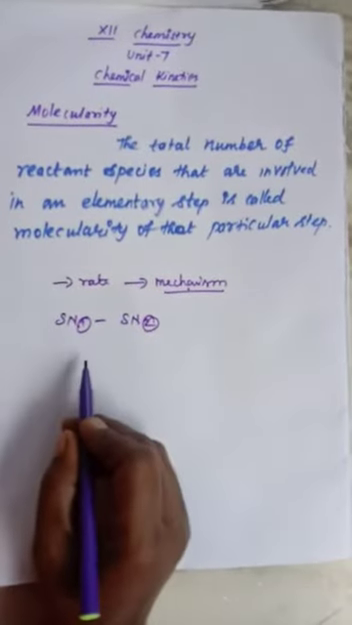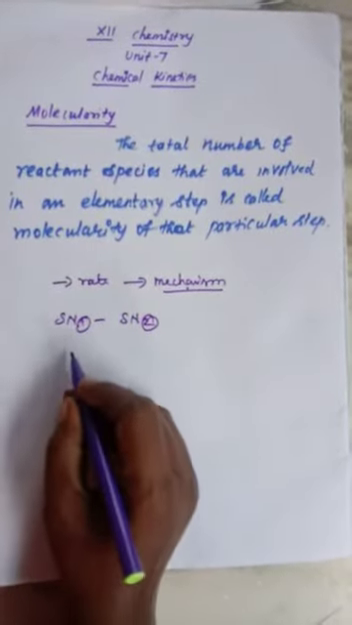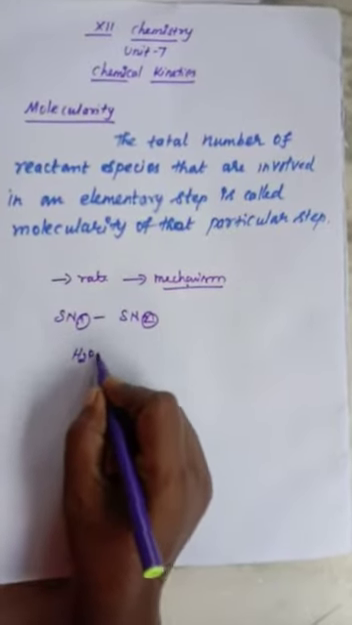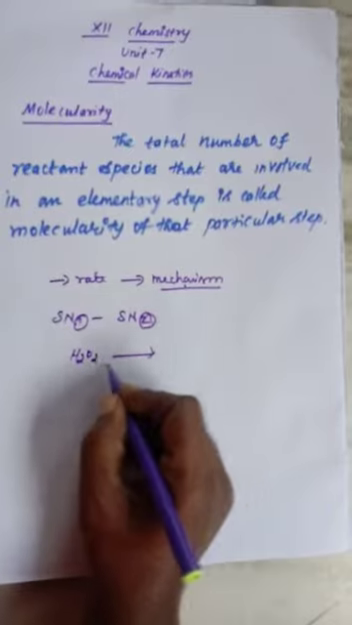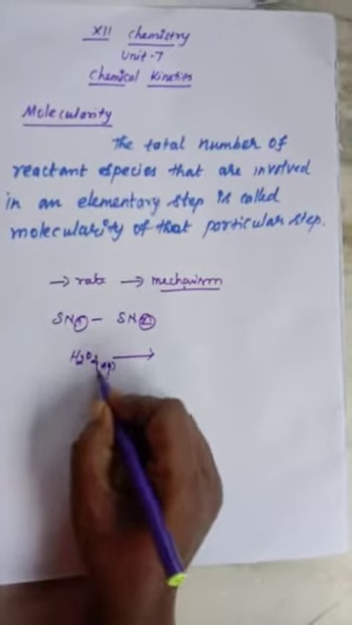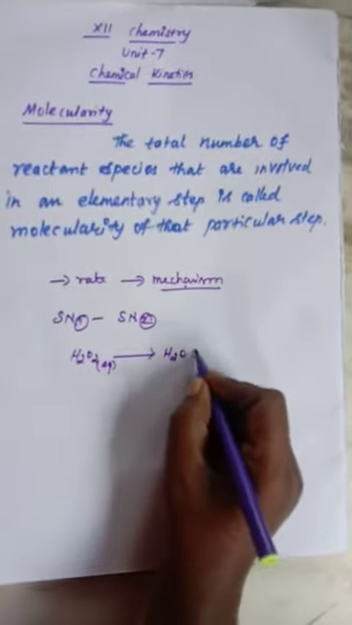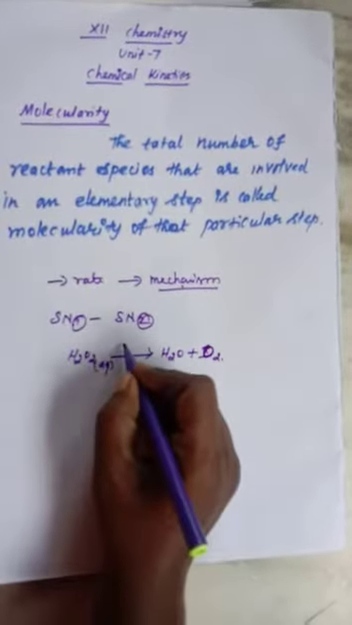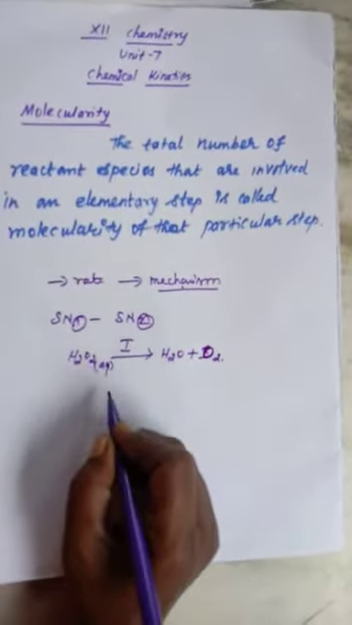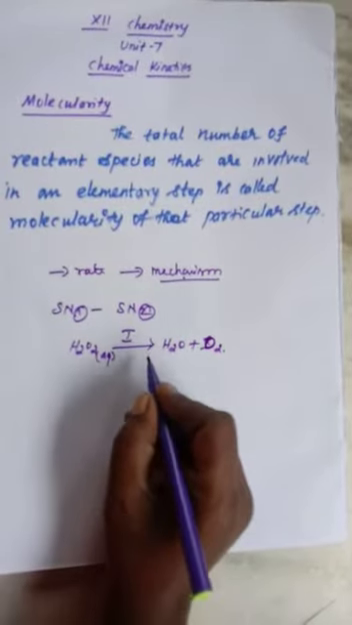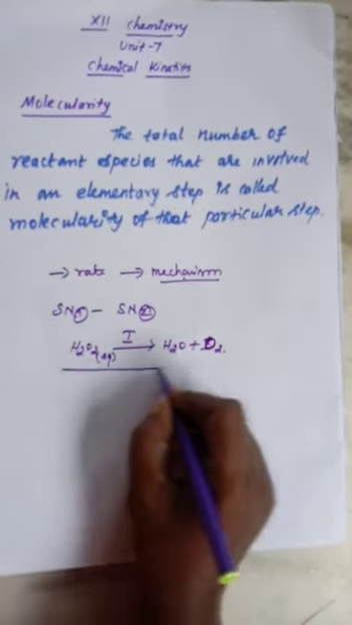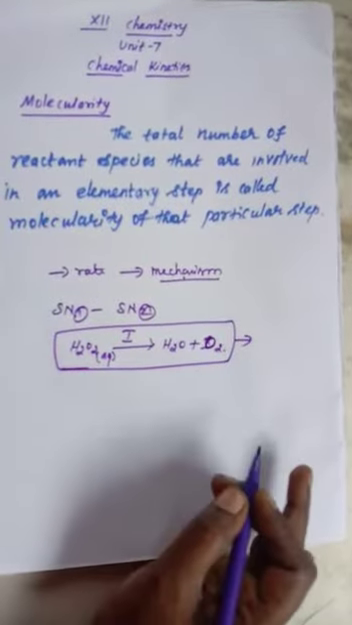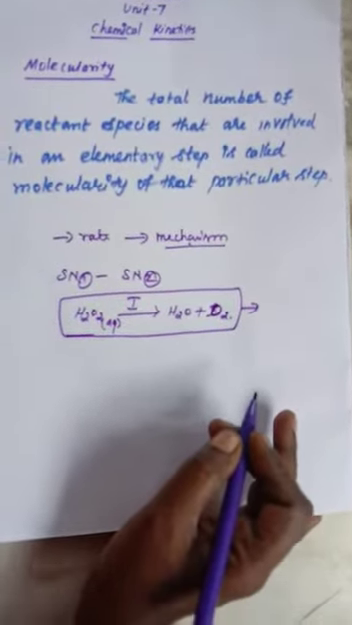To understand this concept, I have taken this example, the decomposition of hydrogen peroxide. This hydrogen peroxide decomposes into water molecule and oxygen. Here, iodine acts as a catalyst. So during this experiment, this whole reaction, actually this mechanism, is involved in two steps.